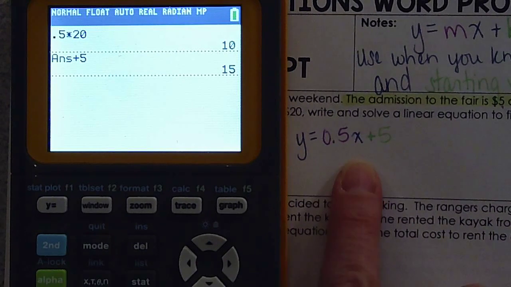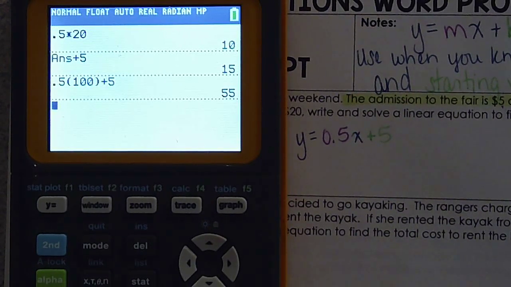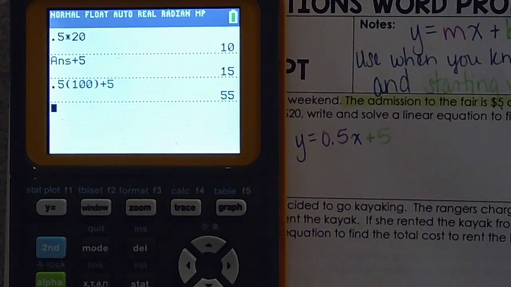Let's say he rides 100 rides. 0.5 times 100 rides plus $5. That'd cost him $55. He could ride 30, couldn't he? Maybe. We'll find out in a minute. That's what my question was. Right now, I'm just explaining the relationship. Please don't get off topic because this is hard.